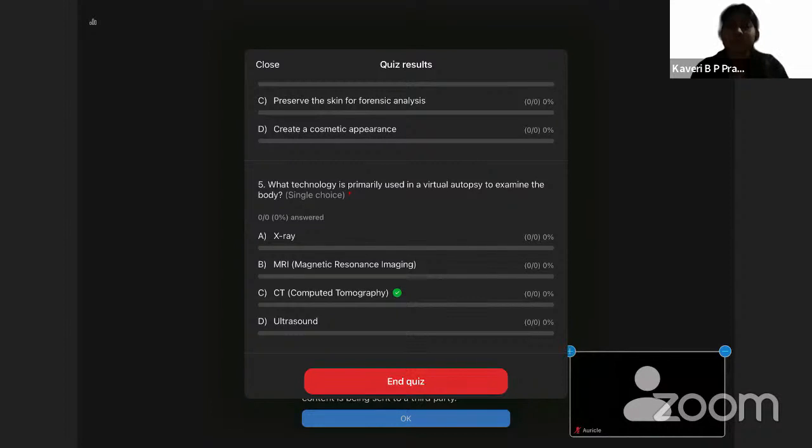Because CT is always more feasible. It is more economical and you can get the results very fast. And also, there are no other constraints. There are not many drawbacks, not many limitations of CT. So CT is always preferred over MRI. Got it? So these are the questions that you have to know.